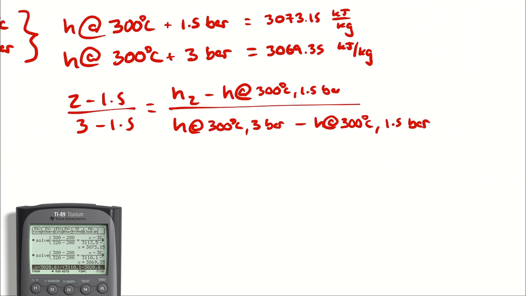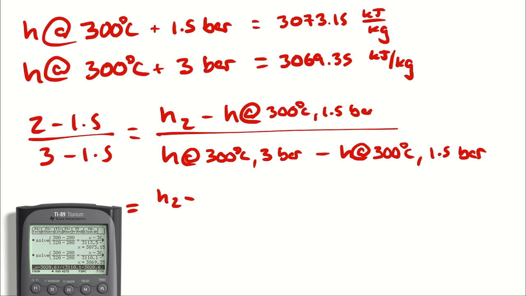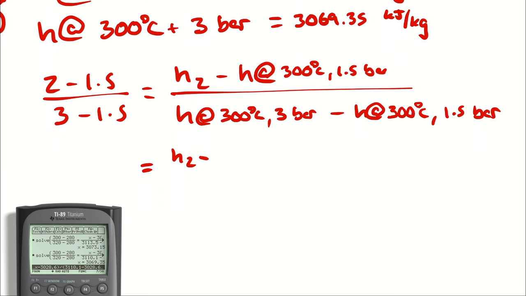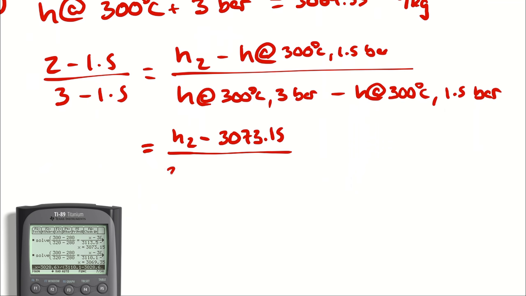3069.35. Now we have everything we need to actually perform the lookup for H2. So that would be H2 minus 3073.15, divided by 3069.35 minus 3073.15.